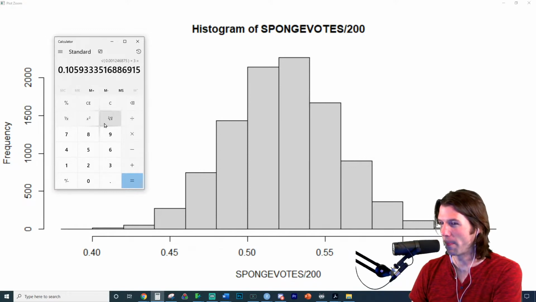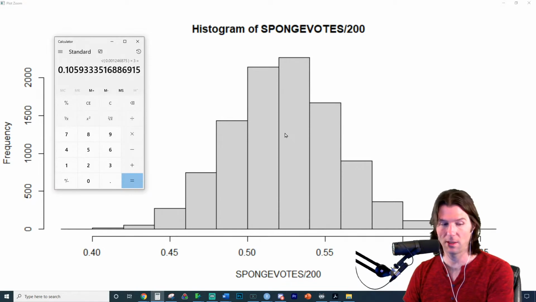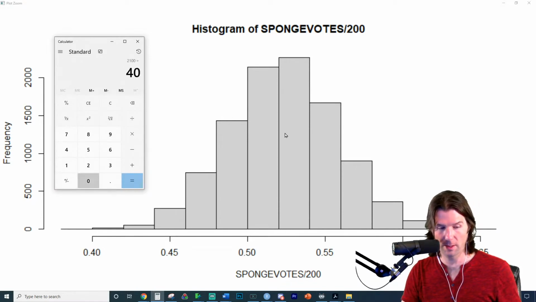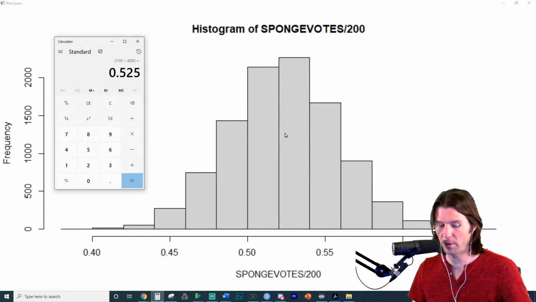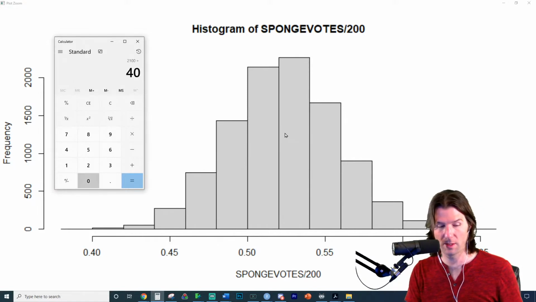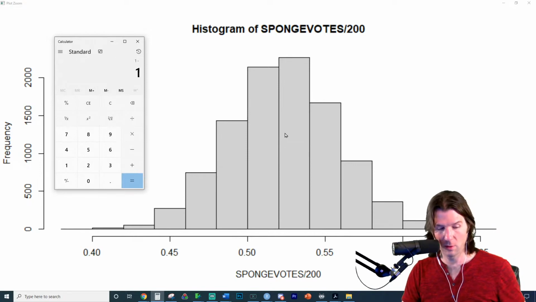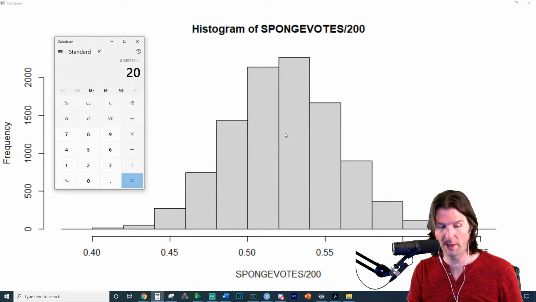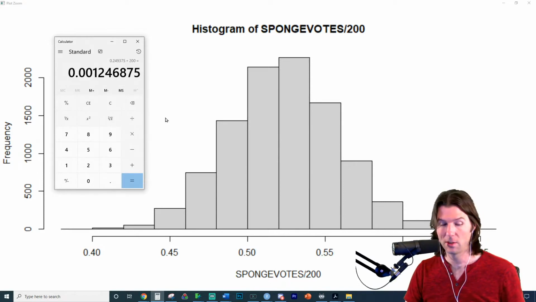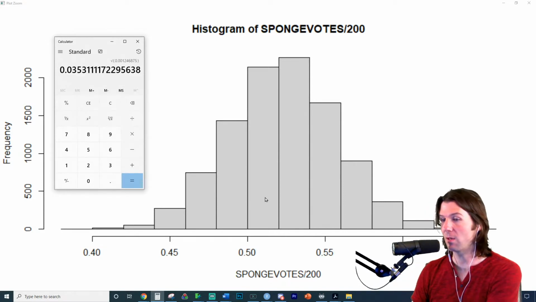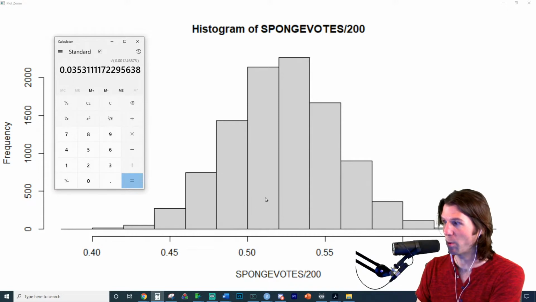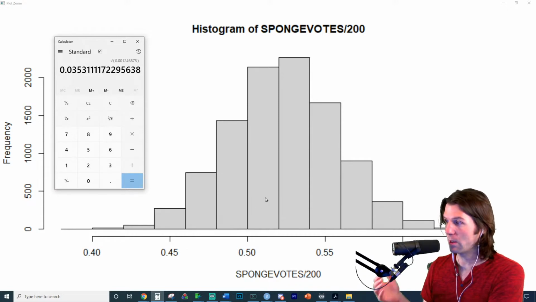Hopefully I didn't lose you. So P, remember P was 2,100 divided by 4,000. So that was P right there. Does that make sense, Charlie, that is P? And so Q is this. There's P times Q over N because we take a 200 sample, square root. And this is the standard error for the sampling distribution of the sample proportion. And rather than doing it mathematically, we actually simulated it.